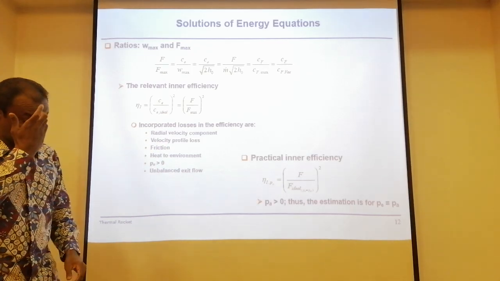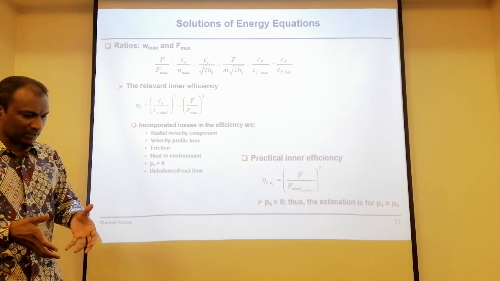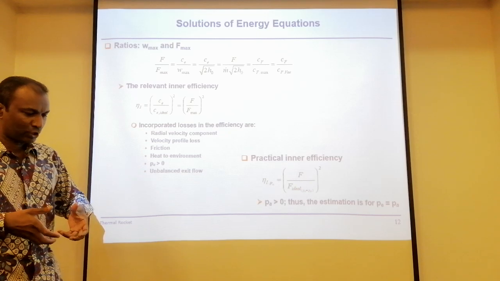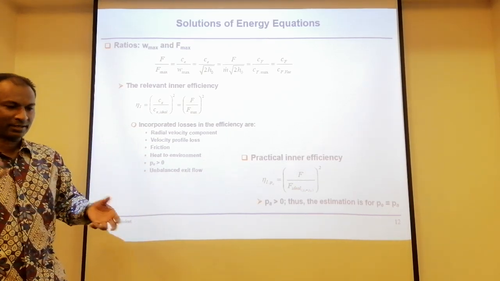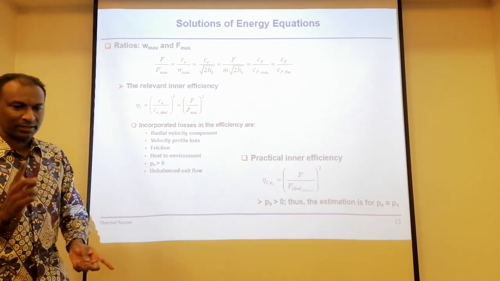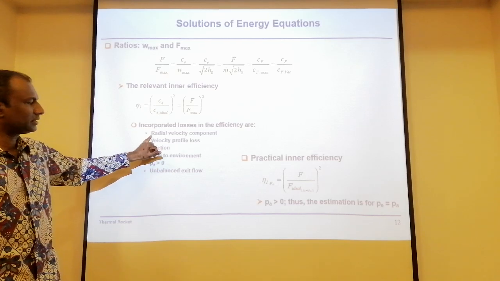Now, all these are important. You see, when you have a nozzle, obviously you would like the exit velocity to be parallel to the exact flight direction. But sometimes there are radial velocities. So that will be creating losses.